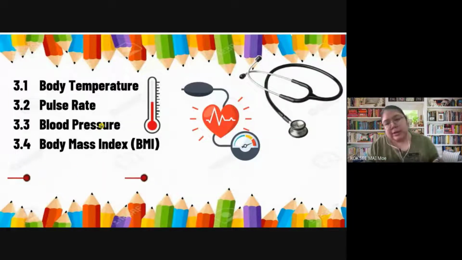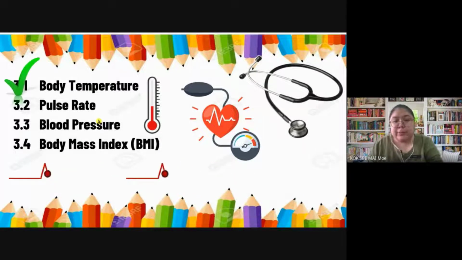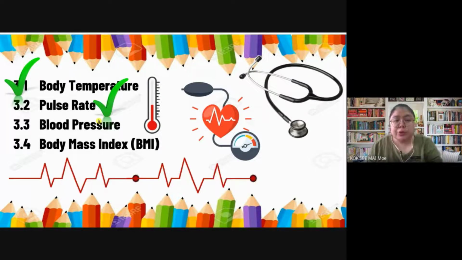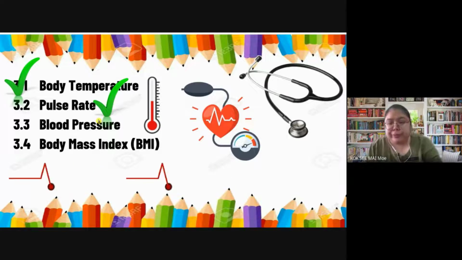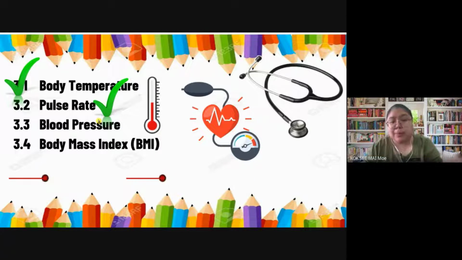For today's lesson, lesson 3, we need to know about body temperature. This one, body temperature, I will teach today. Number 2 is 3.2, the pulse rate. Then after that we have 3.3, blood pressure and also the BMI. Those will come in the next lesson. We go through the first subtopic for chapter 3.